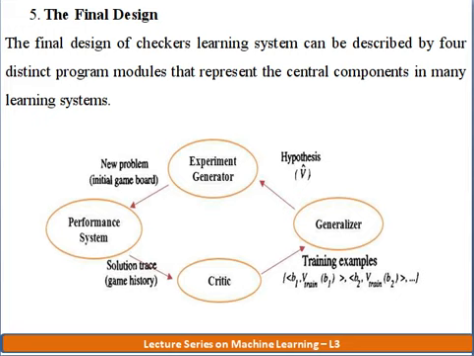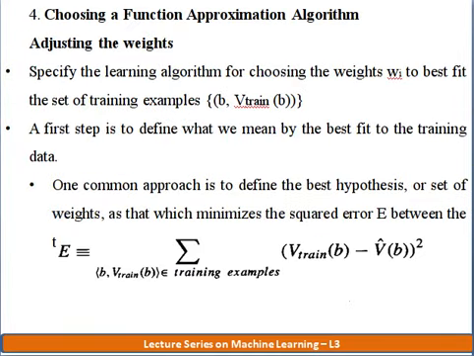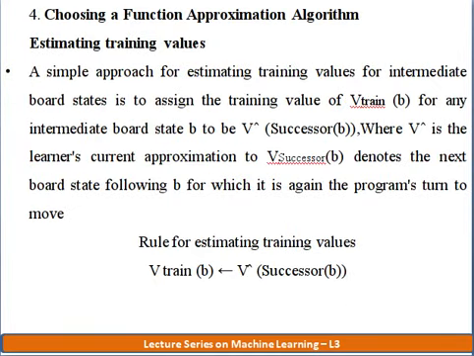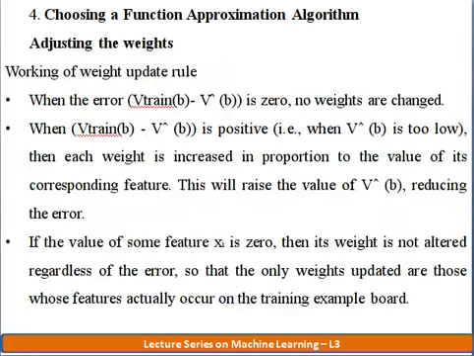Each training example in this case corresponds to some game state in the trace, along with an estimate v train of the target function value for this example. So the critic is nothing but the equation that we have written. V train of b is nothing but v cap of successor of b, that is this rule, so that is called a critic.